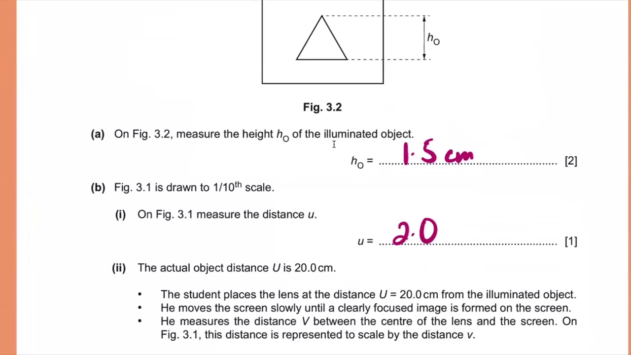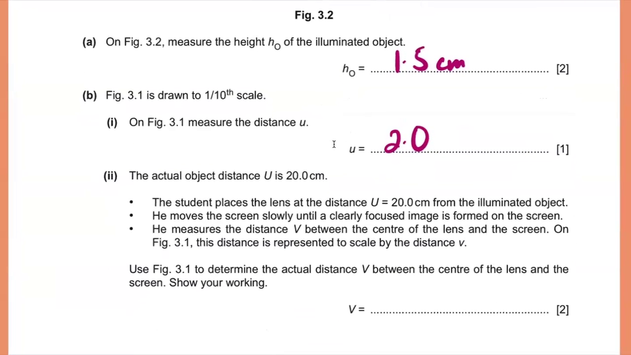And also, if you're smart, you can reverse engineer this, because you know that if it's 1/10 of the scale, the actual value would be 10 times that, which is given in the next part of the question, which is 20 cm. Student places the lens at the distance from the illuminated object.